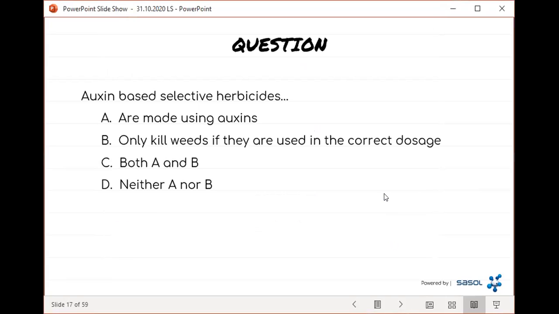Right, let's move on. Okay, so we have a question. It says, auxin-based selective herbicides, A, are made using auxins, B, only kill weeds if they are used in the correct dosage, C, both A and B, or is it D, neither A nor B?